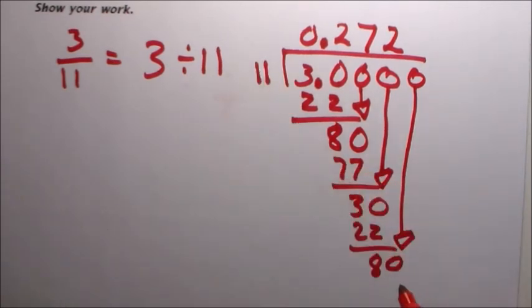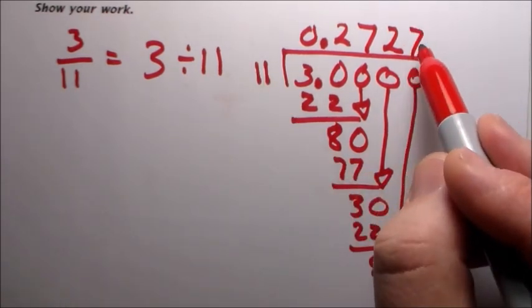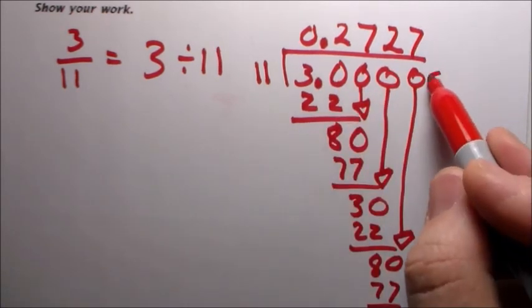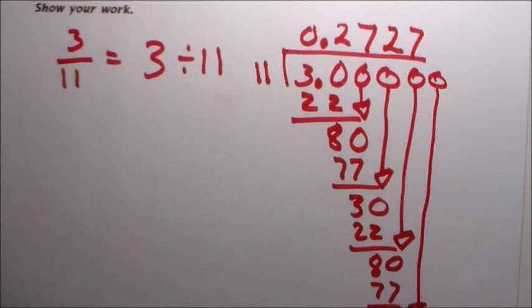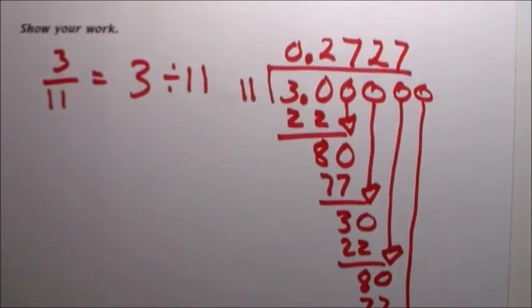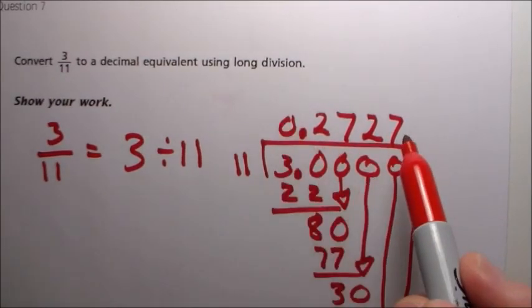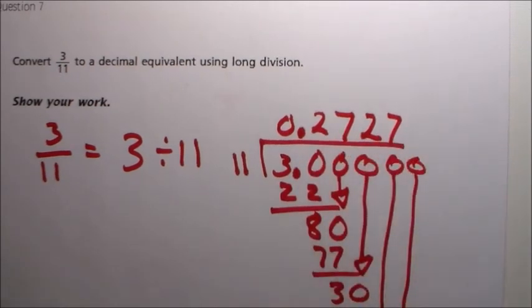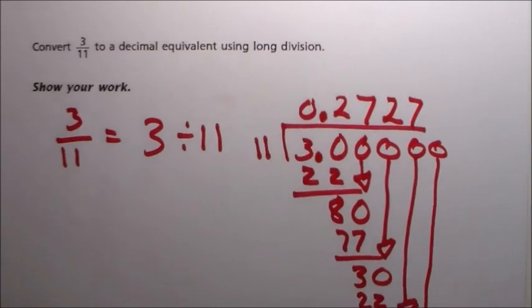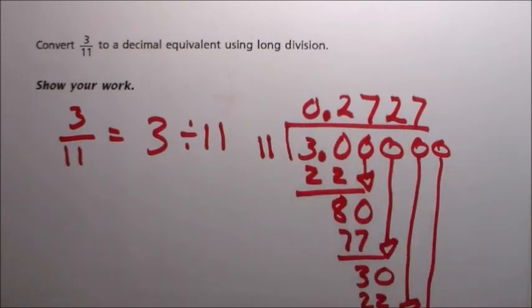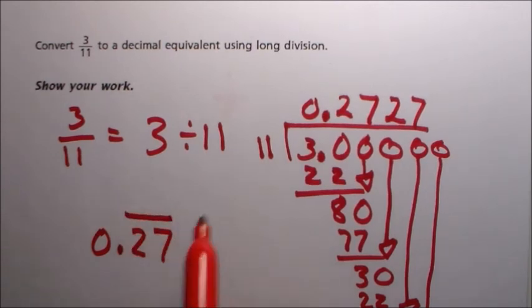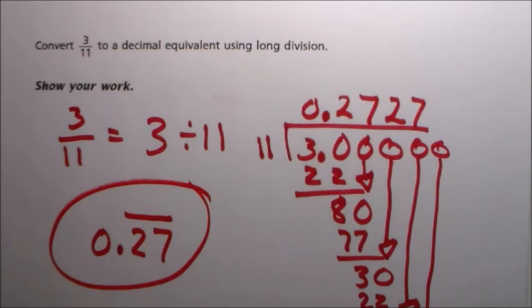Bring another 0 down. 80. How many times does 11 go into 80? Well, that's 7. 7 times 11 is 77. That's 3. Bring another 0 down. Well, I mean, I could keep going, but I just know I'm going to get 0.27272727 repeated forever. So there I go. I don't have to do any more. I can understand the pattern here. And that pattern can be represented by a little line over the 2 and the 7. And that's my final answer.